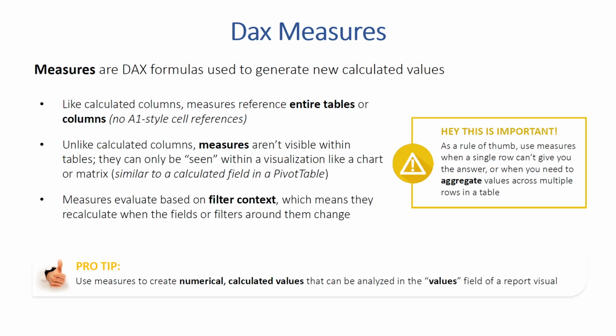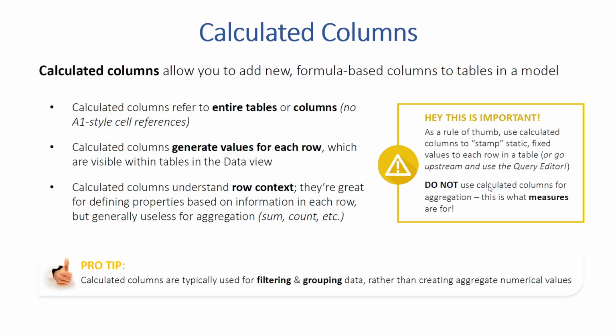Again, a measure will evaluate based on a filter context, which means they recalculate when the fields or filters around them change. Important thing: as a rule of thumb, use a measure when a single row can't give you an answer or when you need to aggregate values across multiple rows in the table. On the other hand, do not use a calculated column for the aggregation. This is what the measure is for, as I discussed earlier.